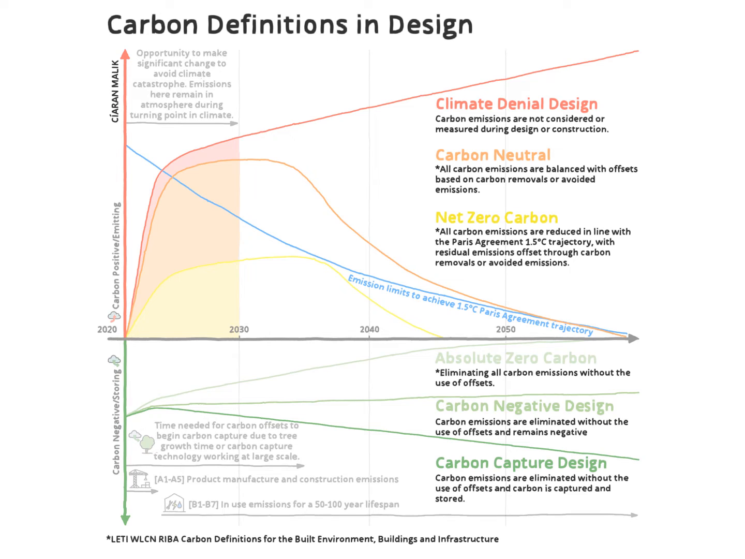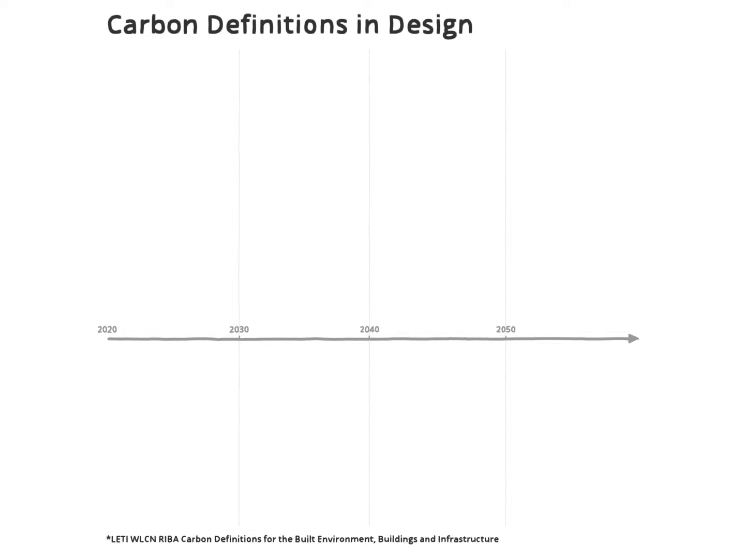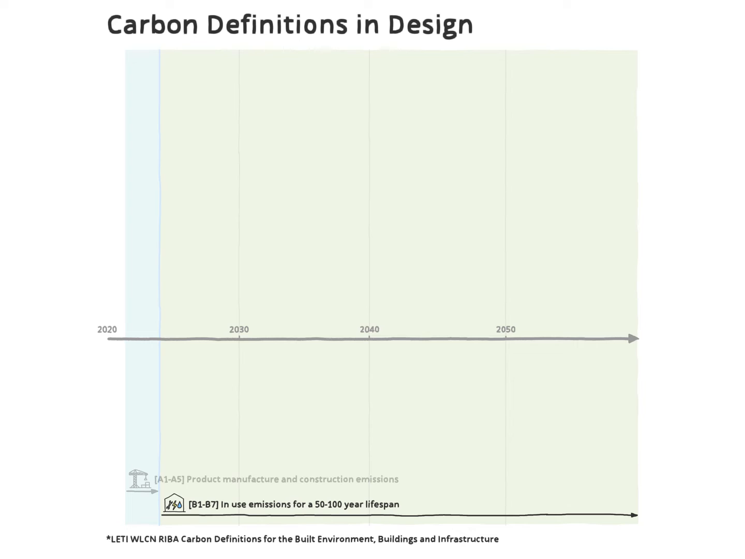Hi, this diagram is meant to show the different carbon definitions in design. It's turned out a bit more complicated than I expected, so let me talk you through it. If we start with a timeline for a project along the x-axis. In the first stage of the life of a project, the emissions are from the manufacture of the products needed and the construction of the building. After that are the emissions from the building in use, from repair, energy usage, and water.